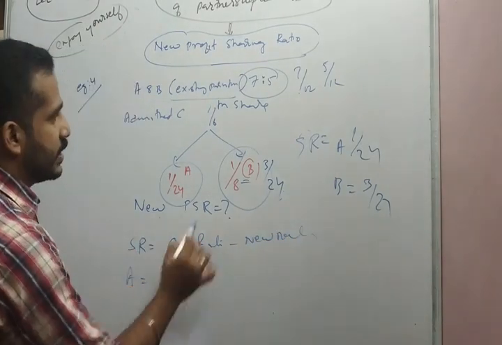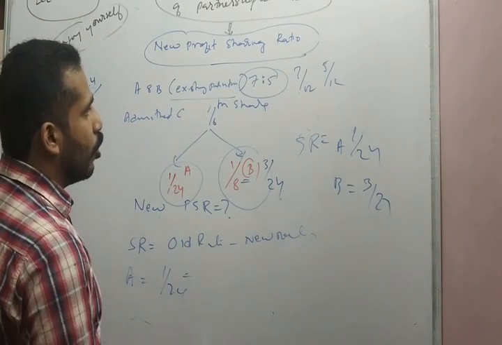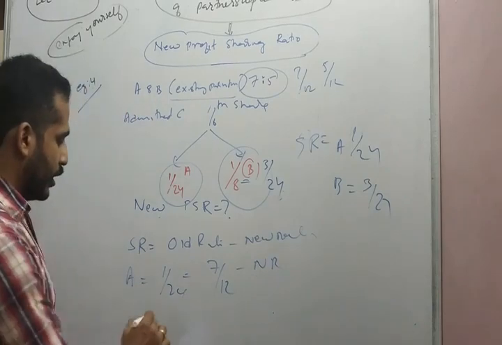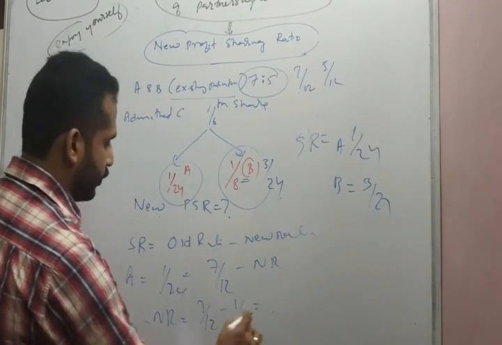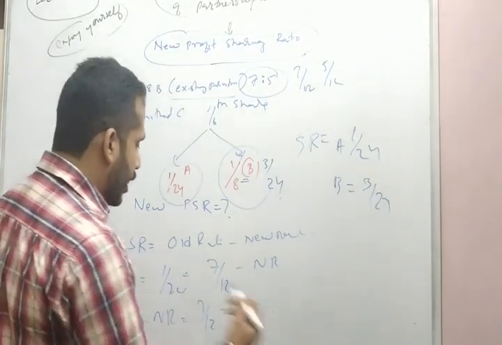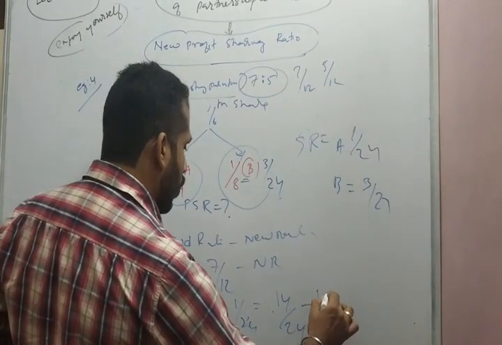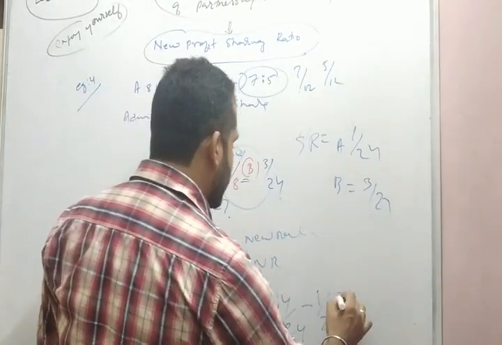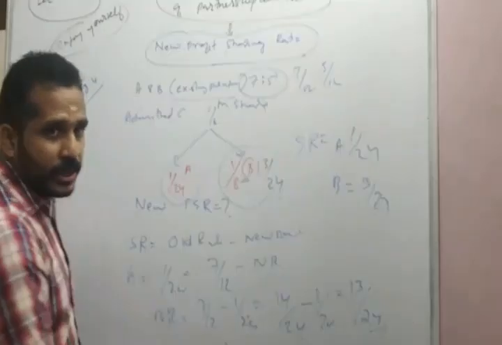So for A, what is the sacrificing ratio? 1 by 24. That is equal to old ratio 7 by 12 minus new ratio. The new ratio is equal to 7 by 12 minus 1 by 24, which can be illustrated as 14 by 24 minus 1 by 24. 14 by 24 minus 1 by 24 is equal to 13 by 24. How is this 14 by 24 arrived at?